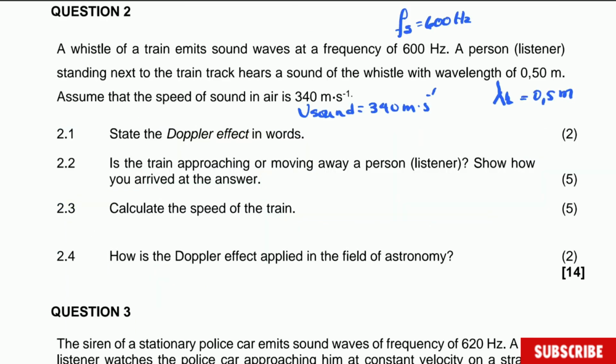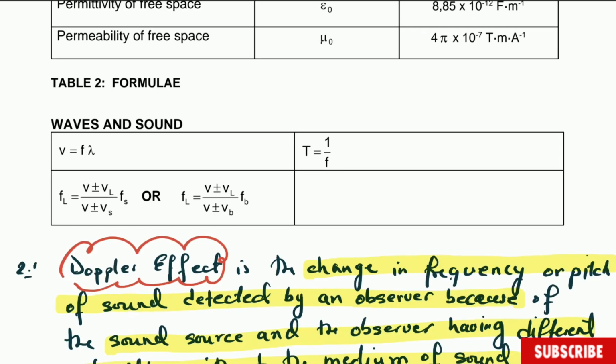Question 2.2. Is the train approaching or moving away? Well, if the train is approaching, then the frequency detected will be higher. If the source is moving away, then the frequency detected is getting less. But they are not giving us the frequency, they are giving us the wavelength. So let's go to the formulas real fast to see how to do it.